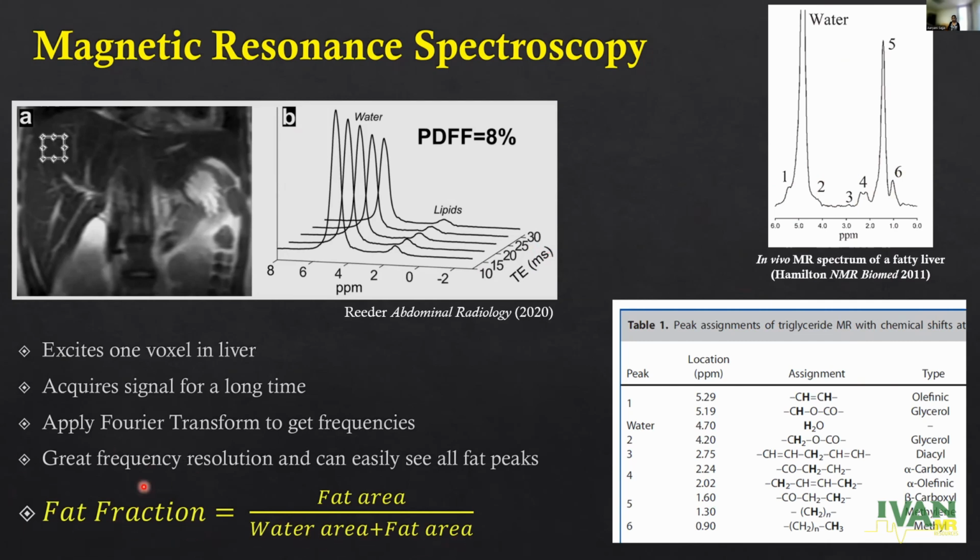So again, this is done in vivo. But the problem with MR spectroscopy is you're losing all the spatial information. You're only restricted to this one voxel. And the other problem is iron. In situations where the liver has both iron and fat, the iron would cause these peaks to broaden, which I'll show in a later slide, and you cannot quantify the fat fraction.